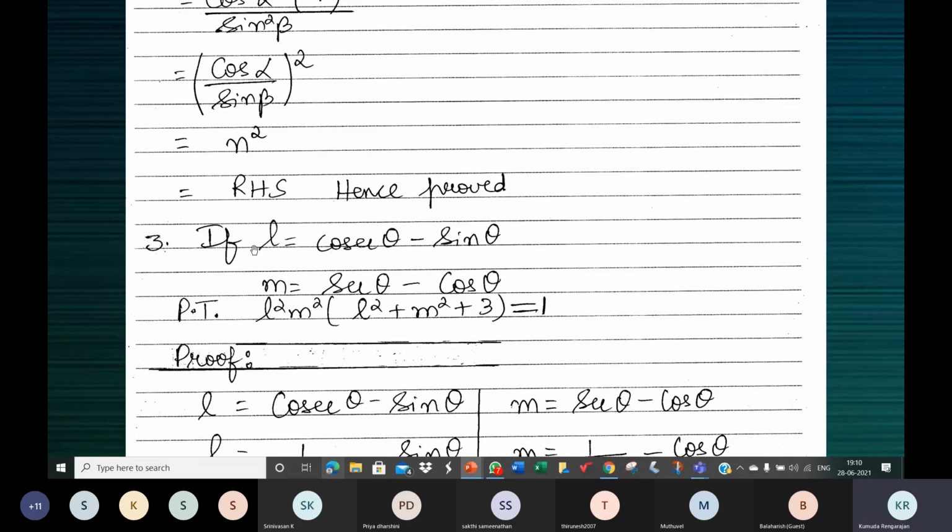The next one. If L is equal to cosecant theta minus sine theta.